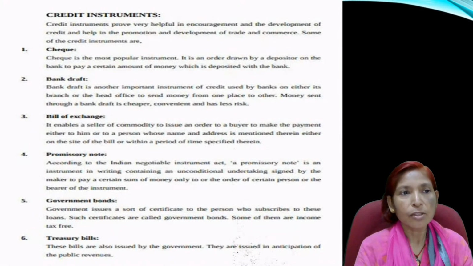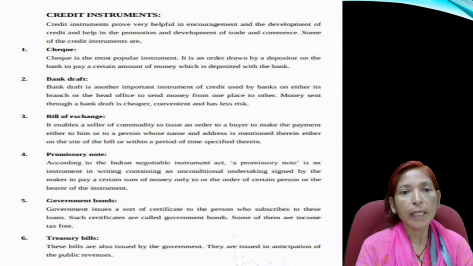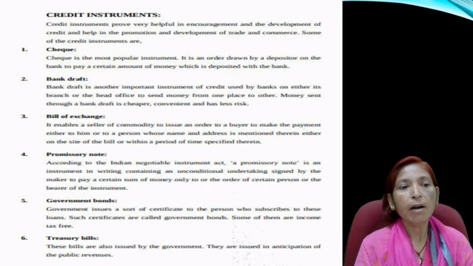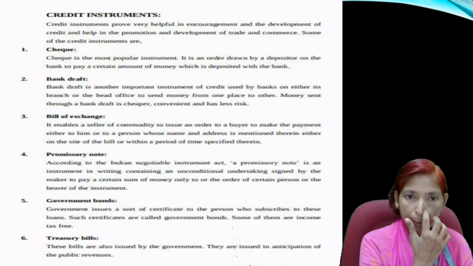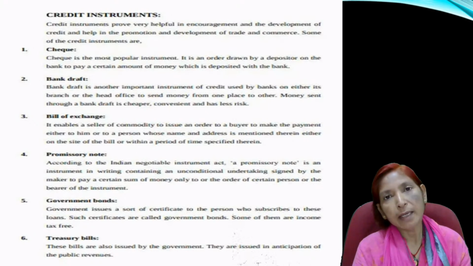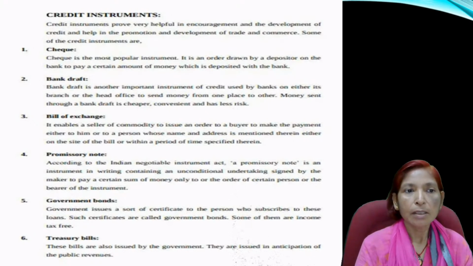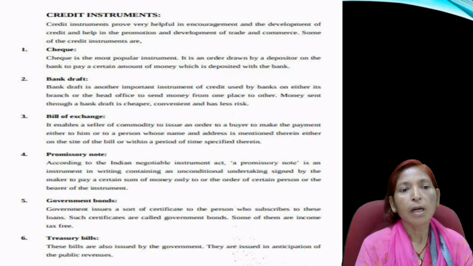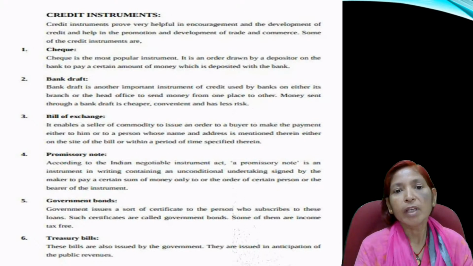And these credit instruments are like checks. You know that a check is the most popular instrument. It is an order drawn by a depositor on the bank to pay a certain amount of money which is deposited with the bank. And bank draft is another important instrument of credit used by banks on either its branch or the head office to send money from one place to another. Money sent through a bank draft is cheaper, convenient, and has less risk.